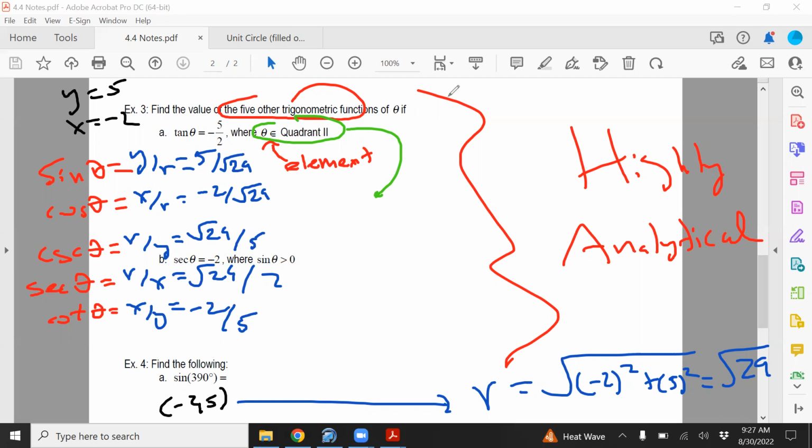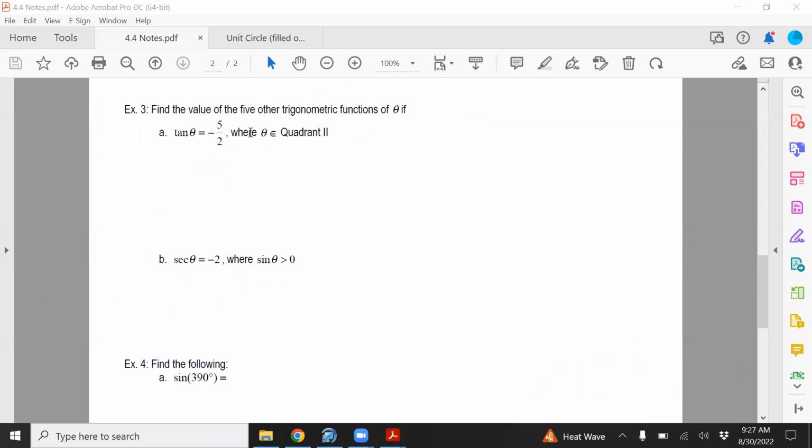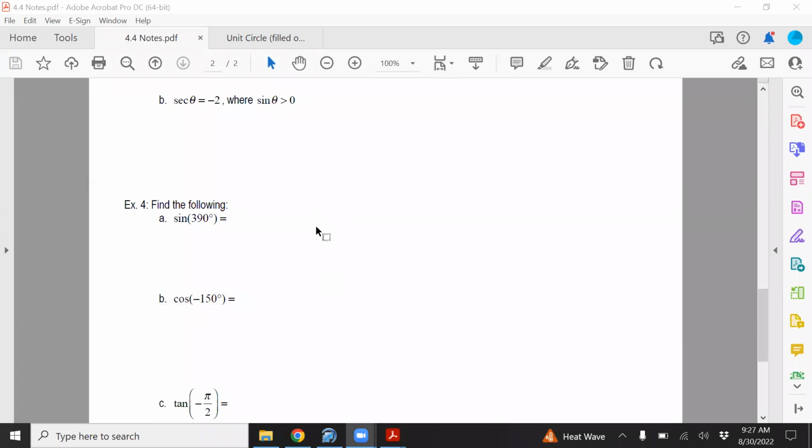Okay, let's try another one. Let's look at part B. Again, you have to be highly analytical here. Okay, secant is negative. First of all, secant theta is r over y.